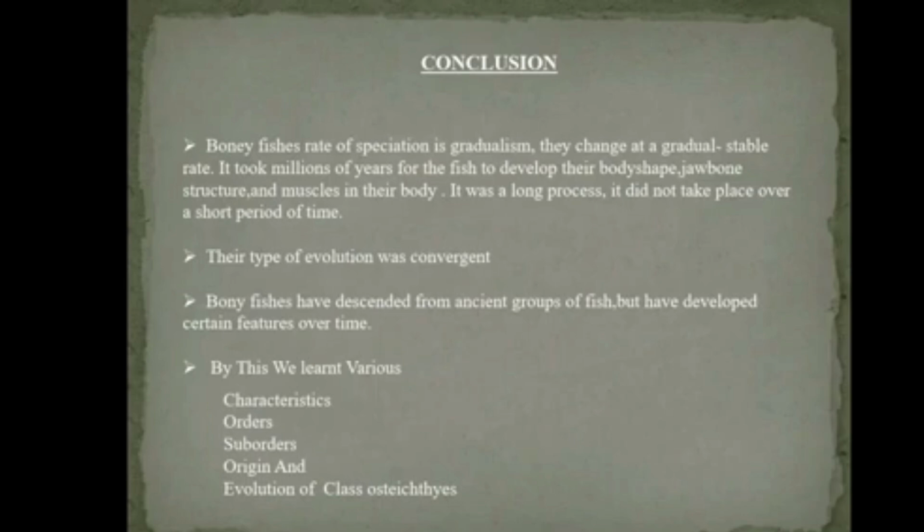Their type of evolution was convergent, and bony fishes are descendants of ancient groups of fishes but have developed certain features over time. By this we learned the various characteristics, orders, suborders, origin and also the evolution of the osteoichthyes.